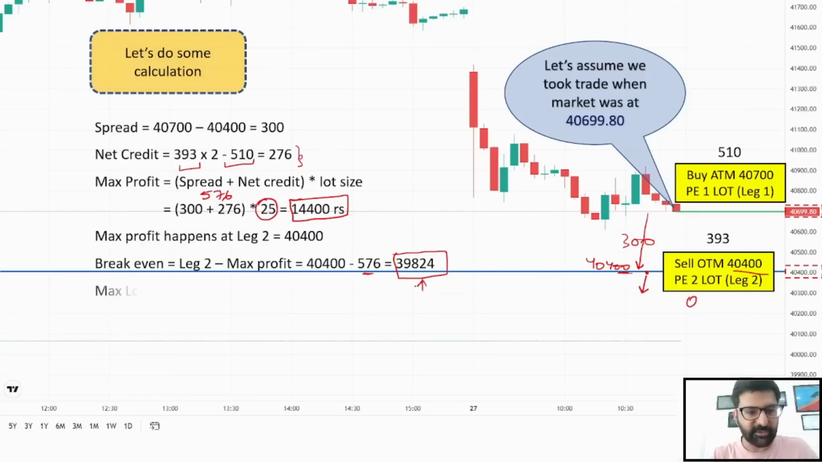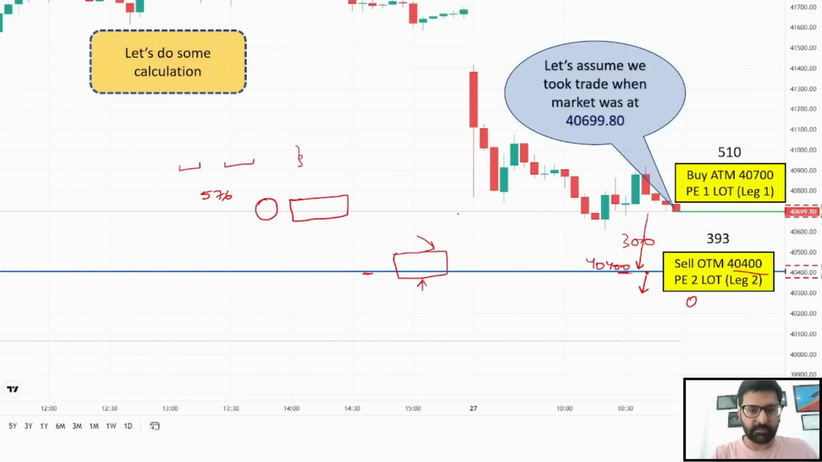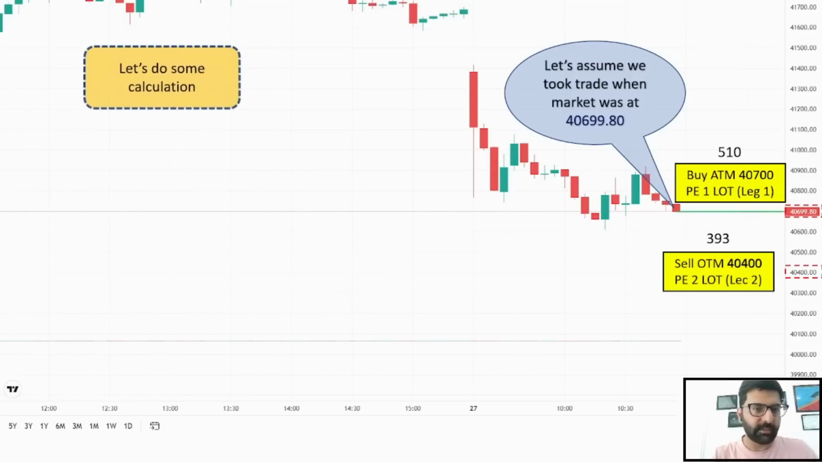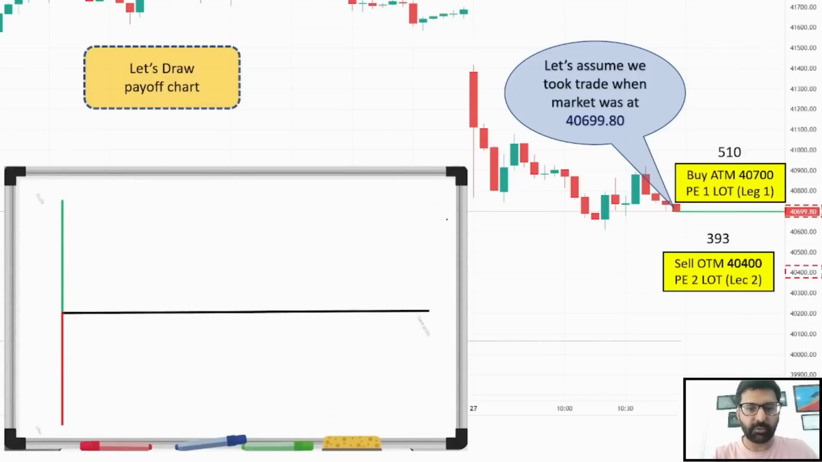All right. And max loss in this strategy is unlimited. So if the market continues to go down beyond this point, we start incurring losses. Which means that beyond the point, we have to activate different types of adjustments to manage the ratio spreads. Okay. All right. So next, let's talk about what the payoff chart is going to look like for this.